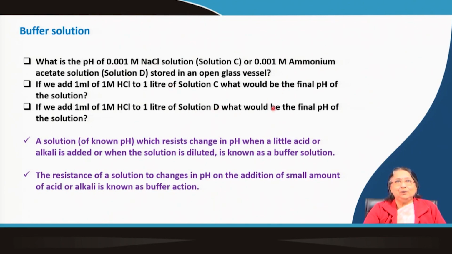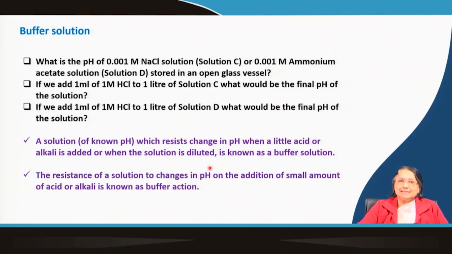But here what will happen? Say, for example, I told you that the ammonium acetate solution has the pH x. Now, after addition of 1 milliliter of 1 molar HCl, what would be the pH? That is the question. Now, a solution of known pH which resists change in pH when a little acid or alkali is added, or when the solution is diluted, is known as a buffer solution. So, a buffer solution is a solution which will resist the change of pH.